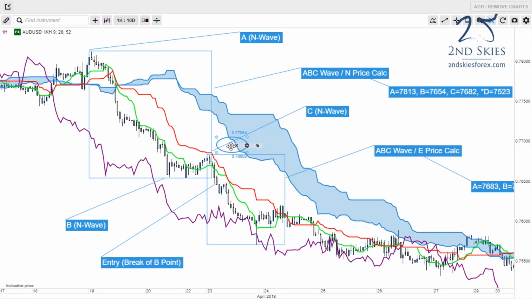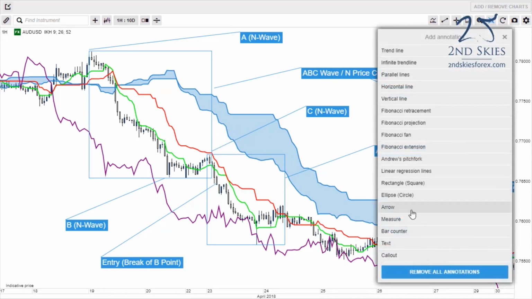The great thing about shallow N waves is that once the B point is broken, we have a pretty shallow stop loss. In this case, our entry is below 76.54. So let's say it's 76.49. Well, our stop loss is anywhere from, say, 40 to 51 pips higher. And yet we have a target which is 125 pips later. So just by the nature of the wave structure, this offers the highest plus R potential and the shallowest stop loss.